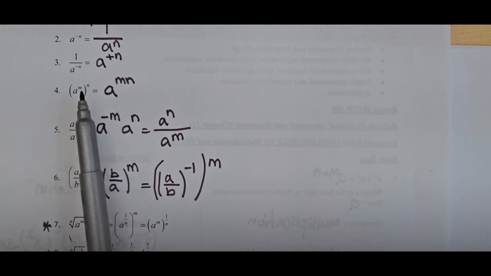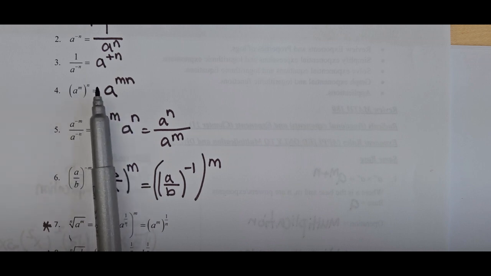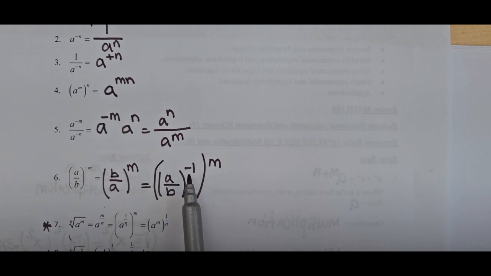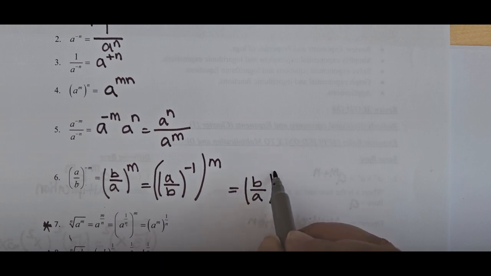Can you see this one? So m and n are multiplied. So here again, when it's multiplied, it's -m. What I can do here, first thing, I will deal with the inside one. So inside would be b over a to the power 1 and then raised to the power m.